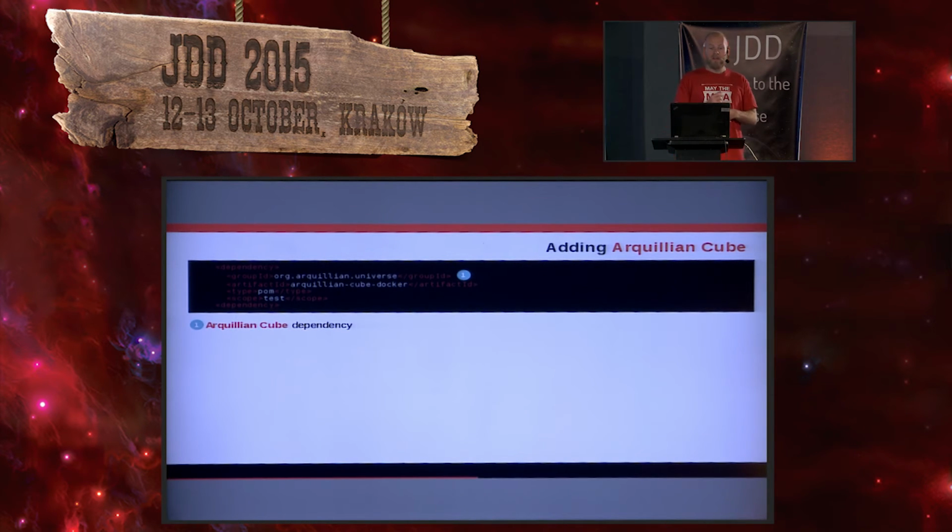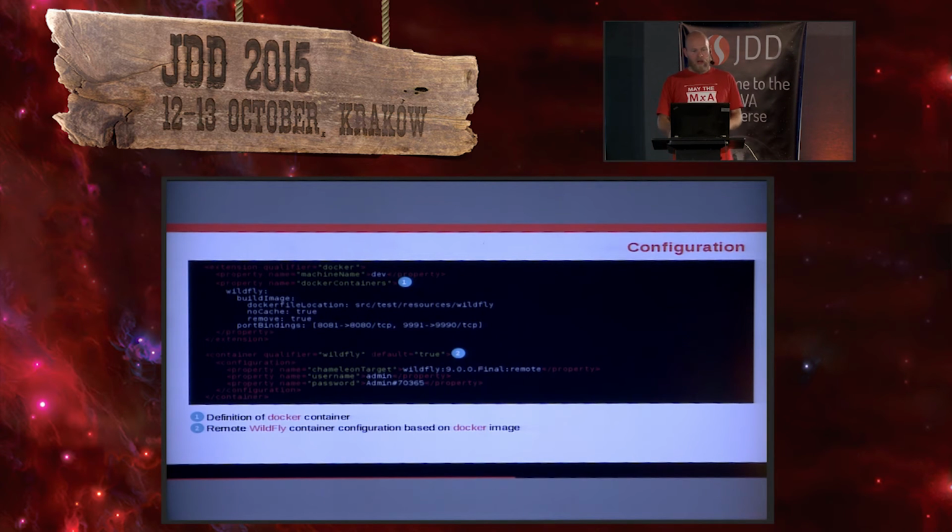And continuing down the path of the universe BOM, to get Kube Docker support, you add org.arquillian.universe:arquillian-kube-docker. That's it. Then you have Docker. And persistence, of course, it's the same, Arquillian persistence. And again, we're going to use Chameleon in this example.